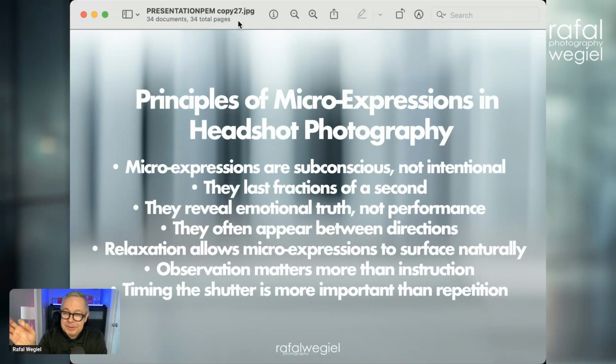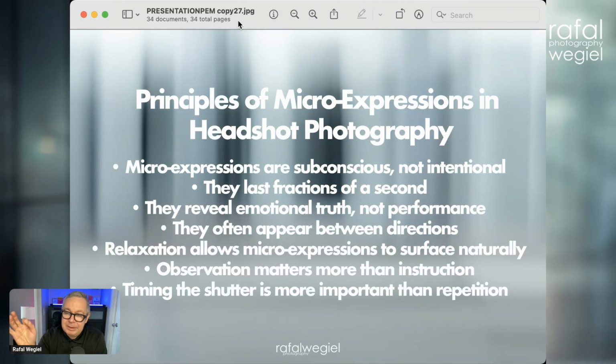Relaxation allows micro expressions to surface naturally. Again, basics. The more relaxed the person is, the way better, more interesting expressions you get out of them. So the environment, again, is one of the crucial elements. And then we're back to the roots again. It's similar to the facial expression, but they're not controlled by the person. That's, I think, the main difference.